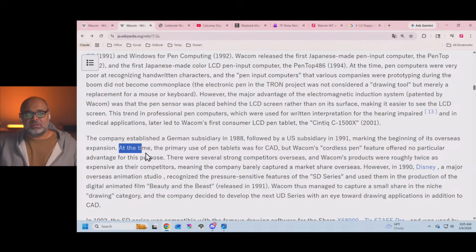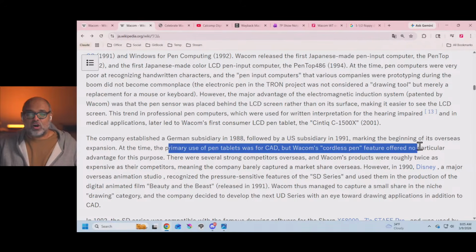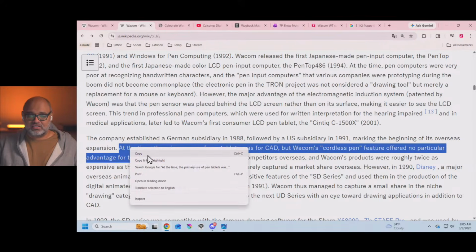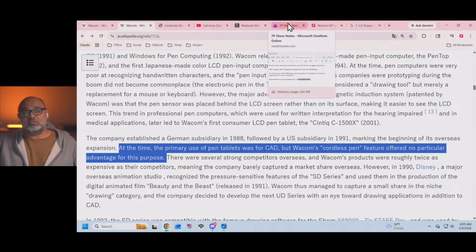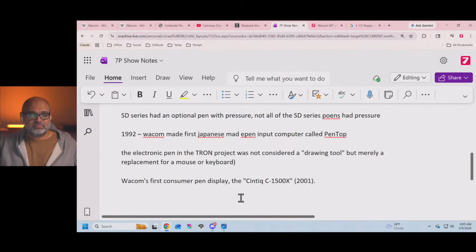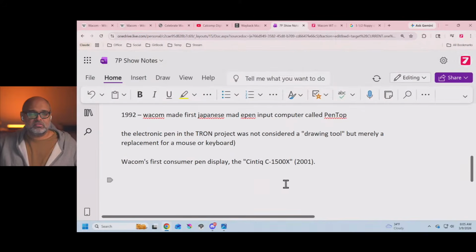Okay, so this is an interesting comment. At the time, the primary use of pen tablets was for CAD, but Wacom's cordless pen feature offered no advantage for this purpose. So even though people had a cordless digitizer, it wasn't much of an advantage because people weren't really drawing, right? So that's an important thing to note.